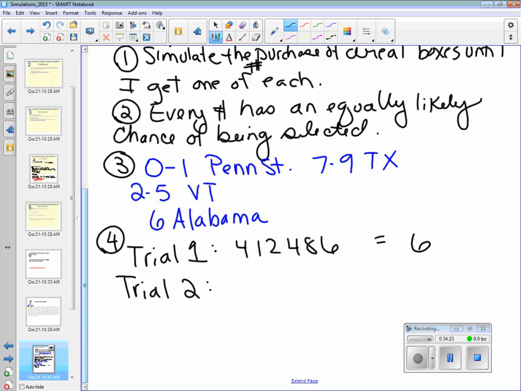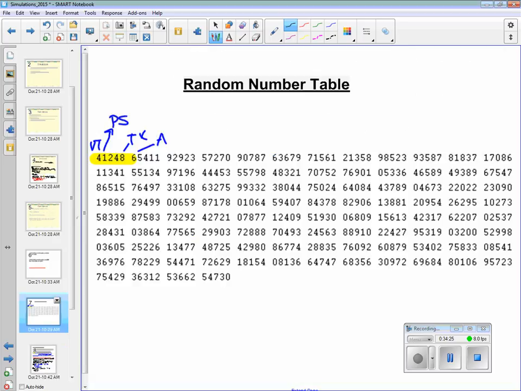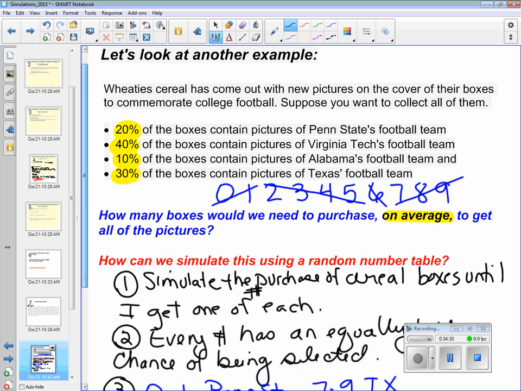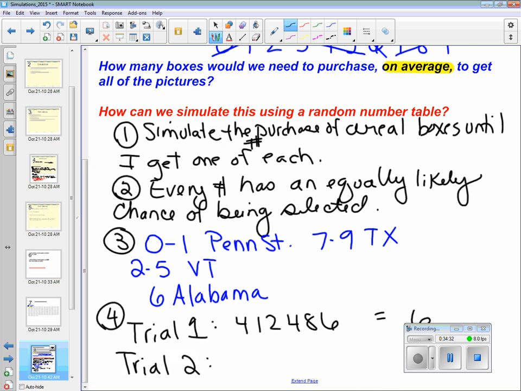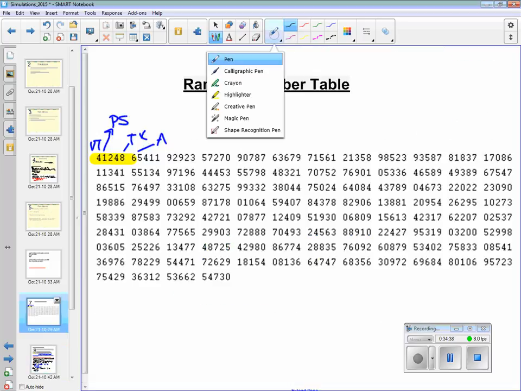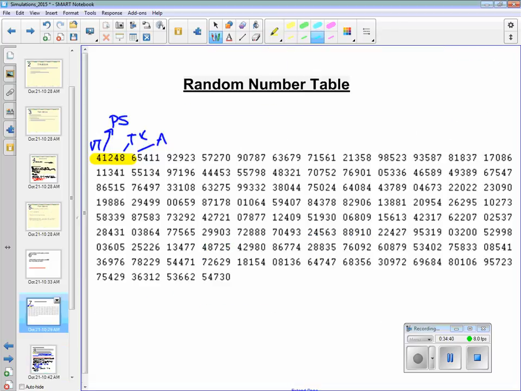Notice what I'm doing. I'm using my number table. I'm marking it for my own sanity, but I'm also listing and writing out the outcome. Okay? I need you to do that for me. So let's go back and look at trial 2. I'm going to use a different color highlighter just so we know, and I'm looking to get 1 of each kind.